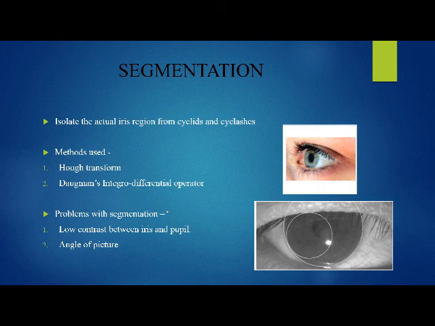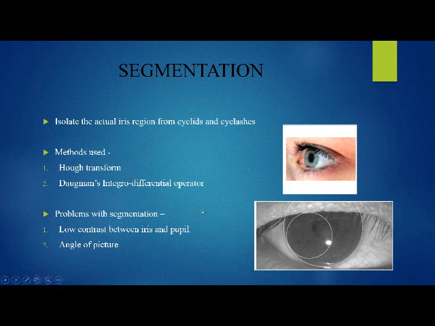Segmentation is done to isolate the actual iris region in a digital eye image. The iris region can be approximated by two circles, like in the case of the Hough transform, or the other method for segmentation would be Daugman's integral differential operator. These two methods will be explained in detail in the slides which follow.